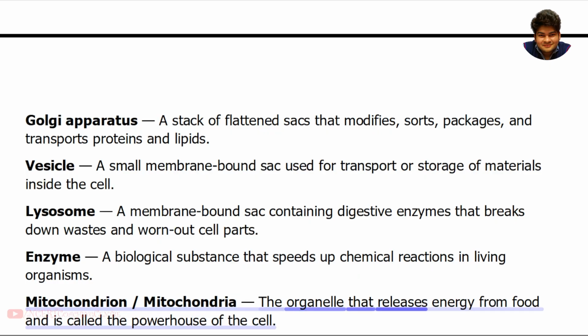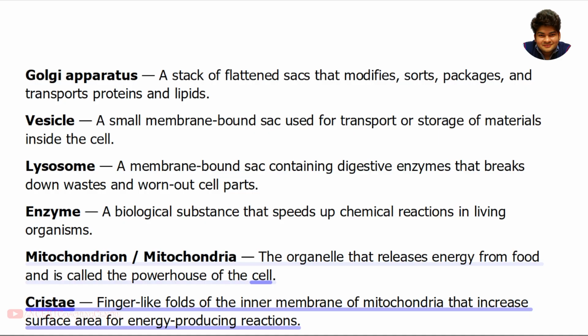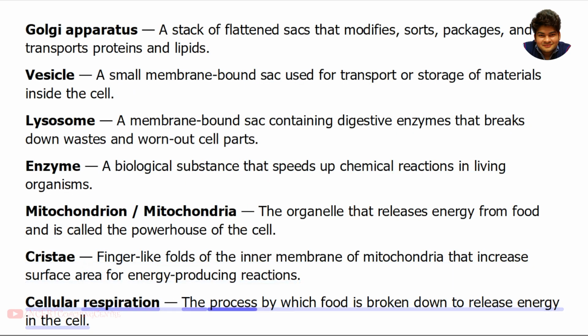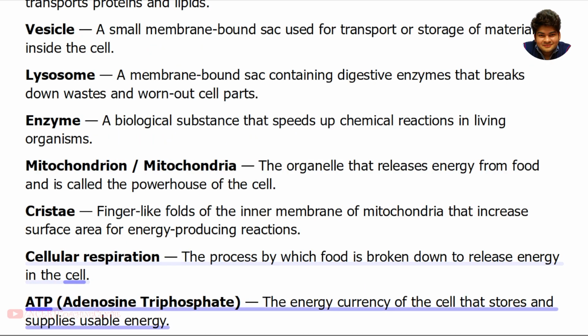Mitochondria, the organelle that releases energy from food and is called the powerhouse of the cell. Cristae, finger-like folds of the inner membrane of mitochondria that increase surface area for energy-producing reactions. Cellular respiration, the process by which food is broken down to release energy in the cell. ATP, adenosine triphosphate, the energy currency of the cell that stores and supplies usable energy.